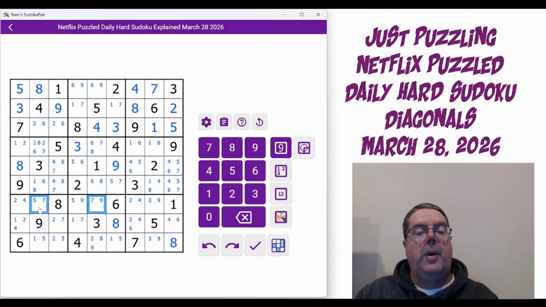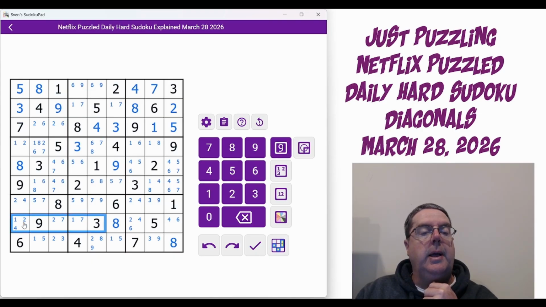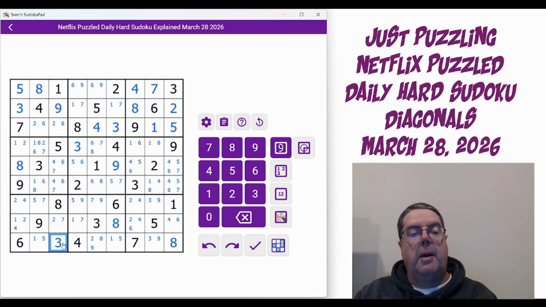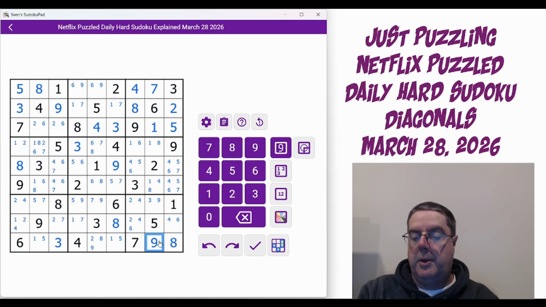Alright, so 2, 4 pair there, 1, 2, so 5, 7, 5, 6, 9, so where's the 3? 3 can't be here, 3 can't be here. 3 can't be here, so this is a 3 here. Coming across here, this can no longer be a 3, so it must be a 9. This can't be a 9, so it must be a 3.